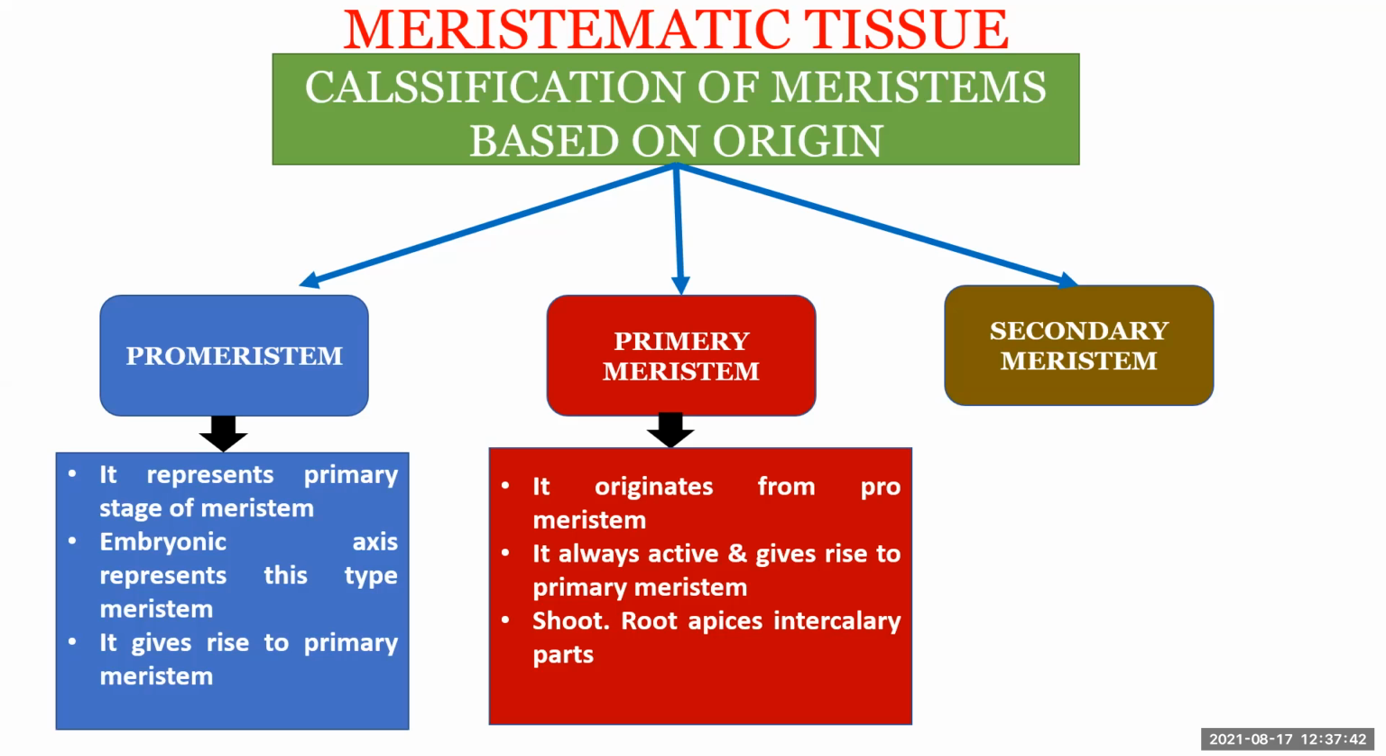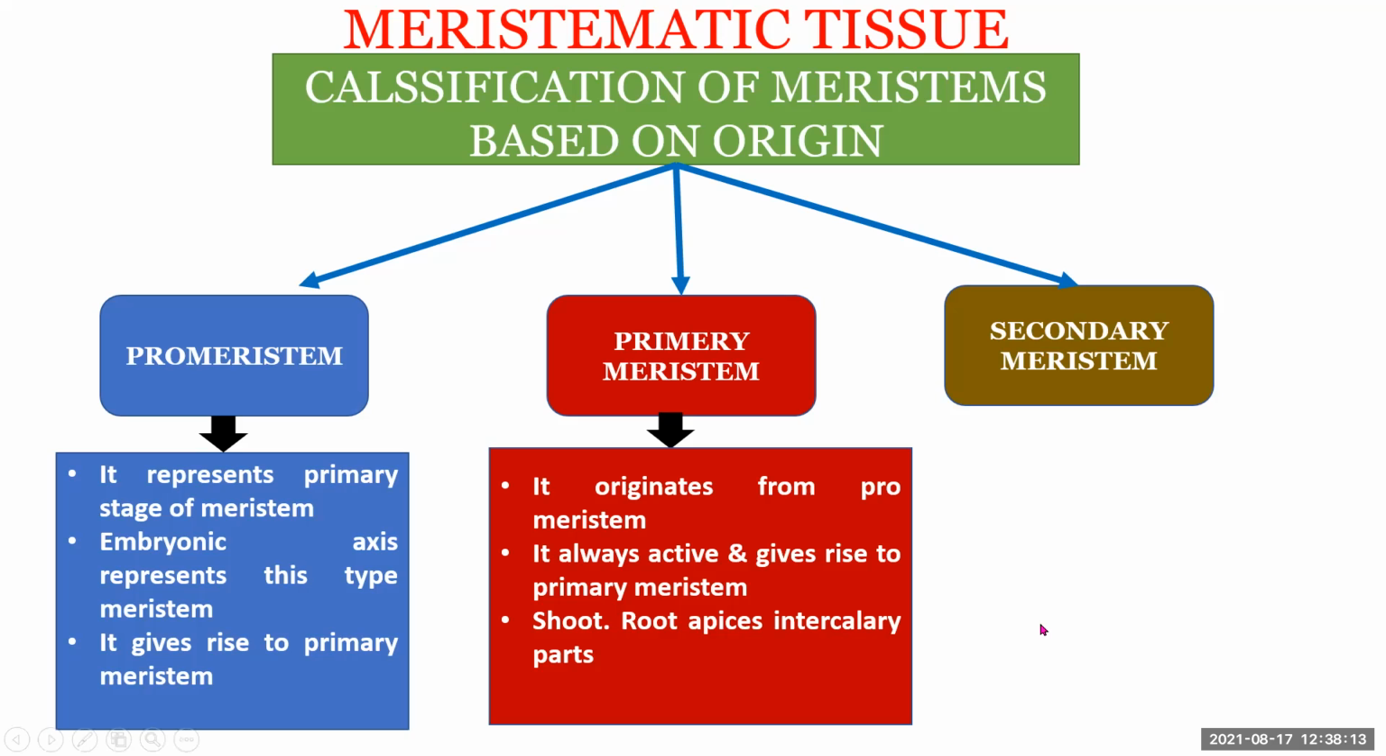Primary meristem is found in A, shoot apex, B, root apex, C, intercalary parts of the plant, D, all above. What is the answer? All above. Yeah, exactly. So you have to understand the subject thoroughly, then only you can answer this type of questions.